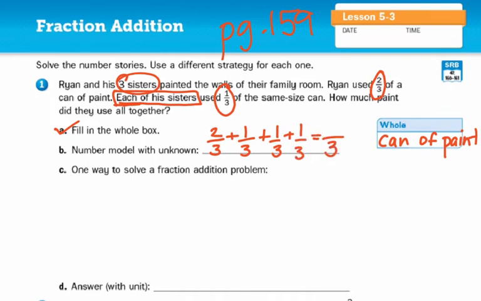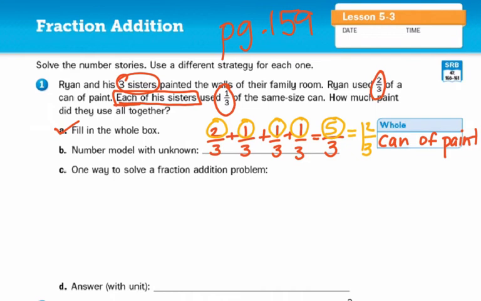Let's go ahead and keep that denominator the same and add together all of the numerators. 2 plus 1 plus 1 plus 1 is what? You are right. It's 5/3 of a can. Now remember what I said before. When that numerator or top number is larger than the denominator, it equals more than 1 whole. So 5/3 would be the same as 1 whole can plus another 2/3.